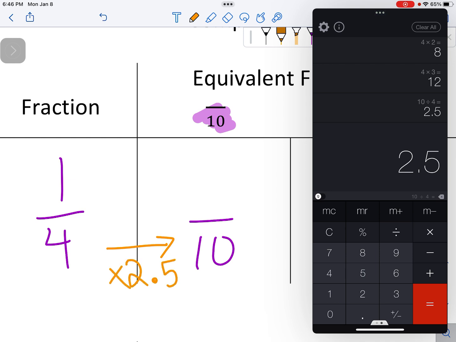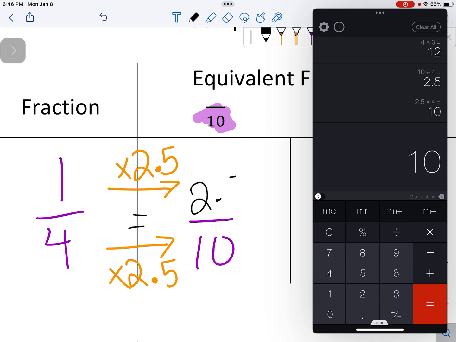The calculator already says 2.5. So if we do times 4, see how it gets us to 10? Then we need to do the same thing on the top, times 2.5. And because it just says 1 times 2.5, this is pretty easy. This is 2.5 over 10, or 2 5/10.